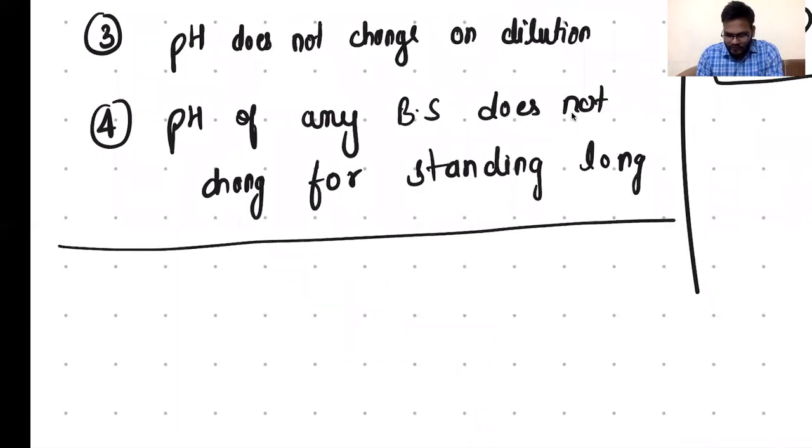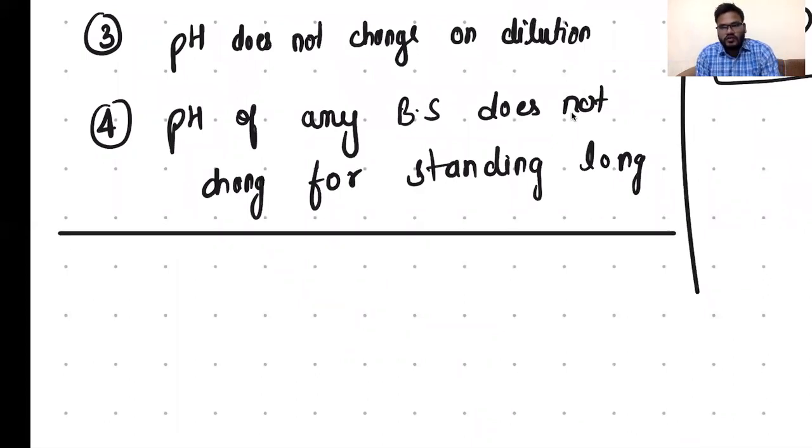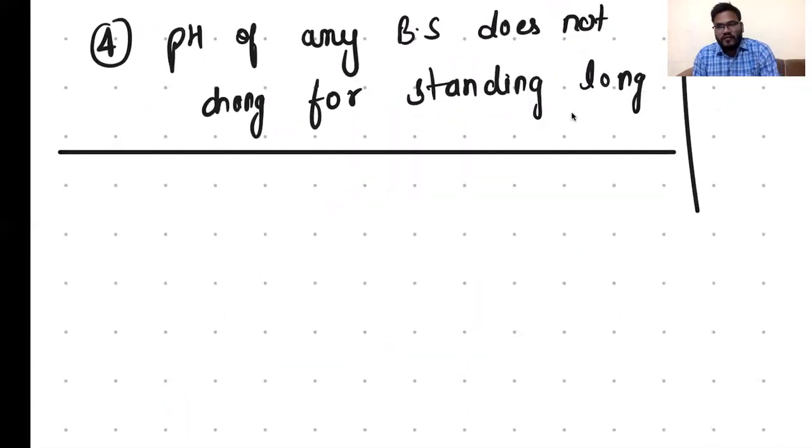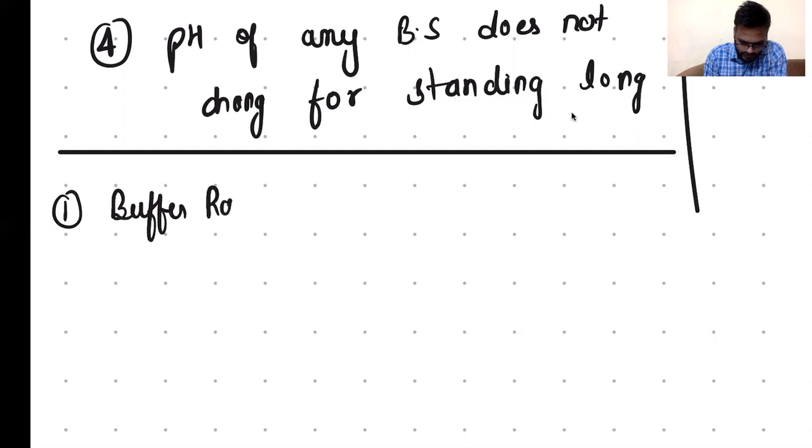Then there are few terms related to buffer solution, such as buffer range, what is buffer capacity, what is best buffer, what is buffer action. So these are the few terms which are linked to this topic. Let us understand them. First one is buffer range.